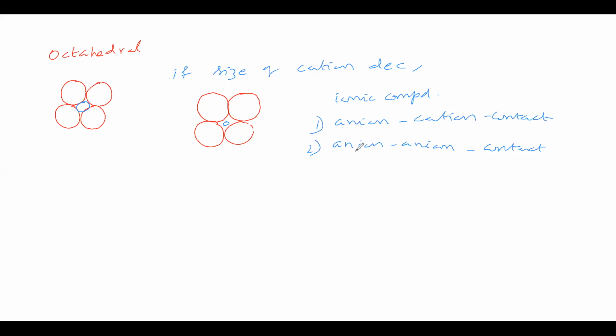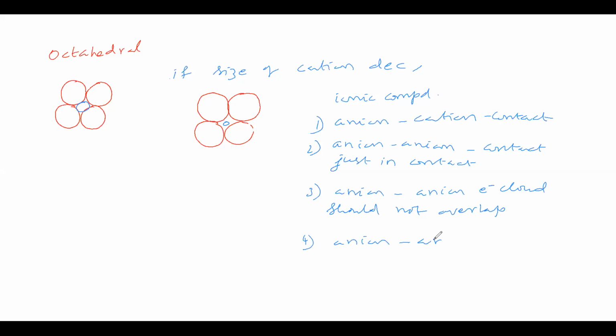Next, anion-anion contact means just in contact; just in contact can be there. Next, the anions' electron clouds should not overlap with each other, because anions will repel each other. Next, between the anions' electron clouds, an empty gap also should not be present.